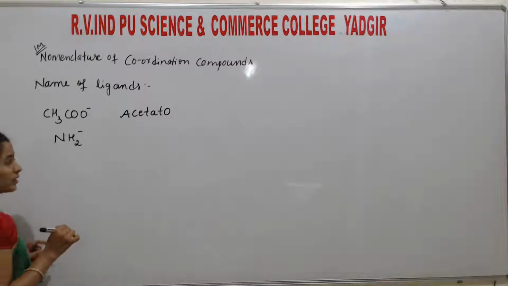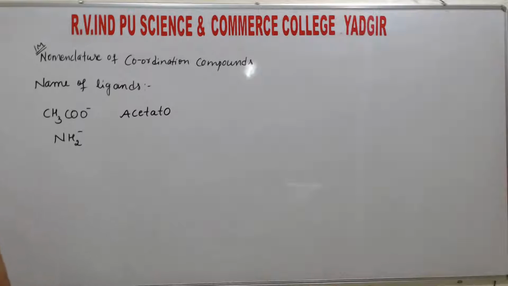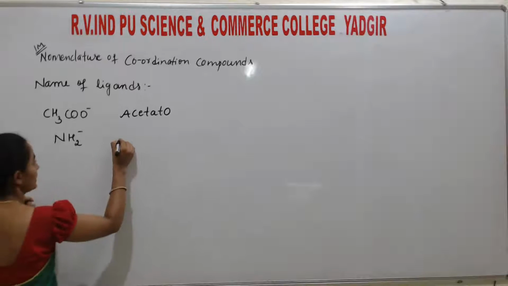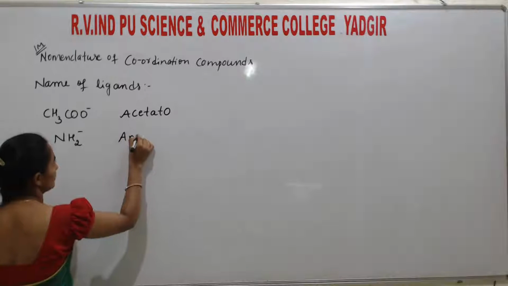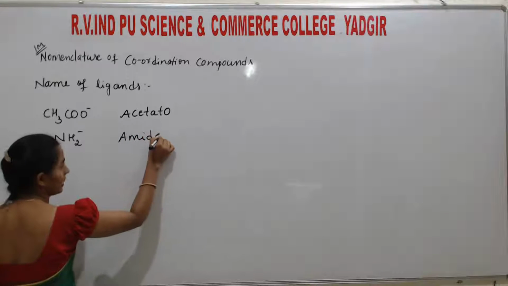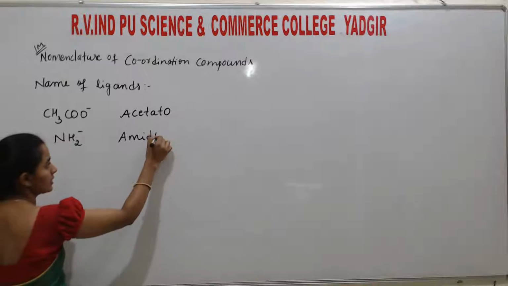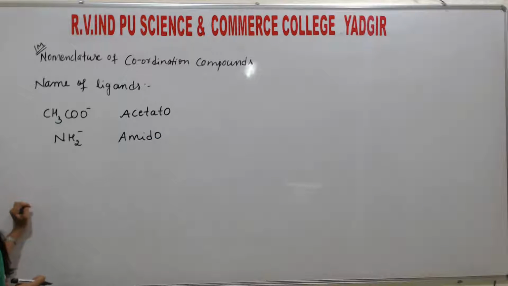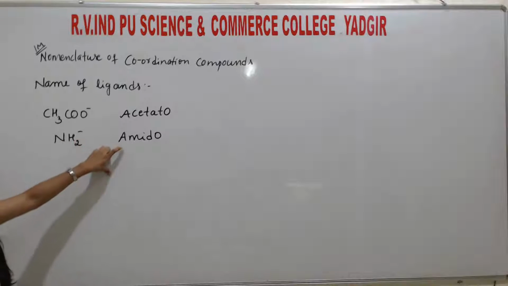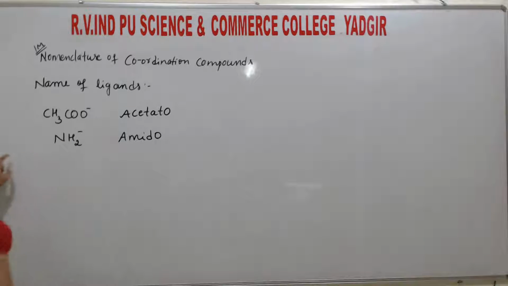Next, NH2 minus. So NH2 minus means that is amide. Amide group. So here the last E is replaced by O. That is amido. So if NH2 minus is there in the complex, then it is named amido.